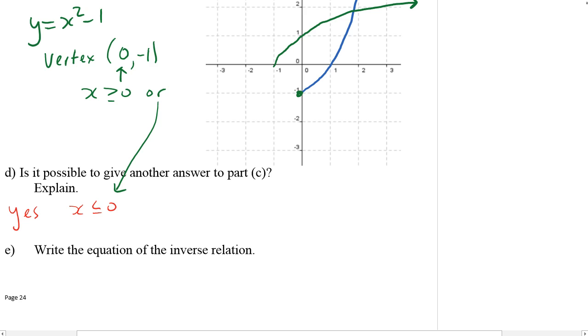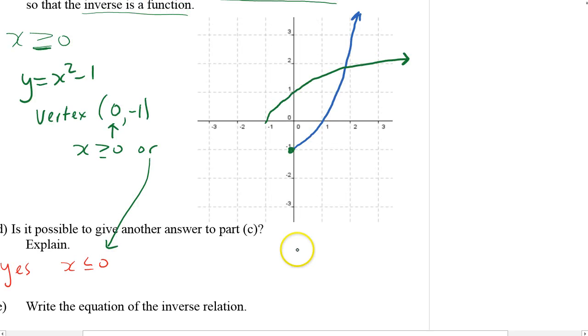So what would that look like if x was less than or equal to 0? Maybe I'll just draw a quick little sketch of it. In blue, it would be this one. And my green one would be kind of like this, and it would end up looking like that.